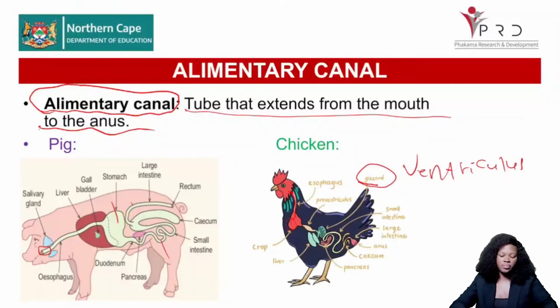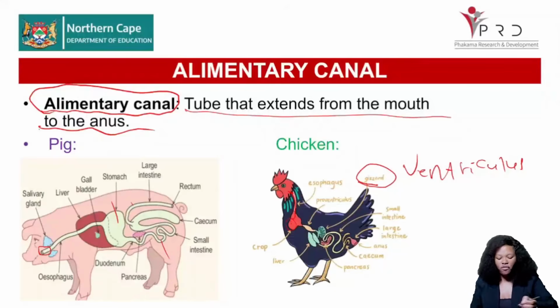We also have the small intestines that are divided into three parts: the first part, the duodenum, the second part, the jejunum, and the last one the ileum. We also have the large intestines. The large intestines of a chicken are completely different from those of a pig because a chicken has two ceca. Remember I said a pig has a cecum, a colon, and a rectum, but a chicken has two ceca. It has a colon, but it does not have a rectum.